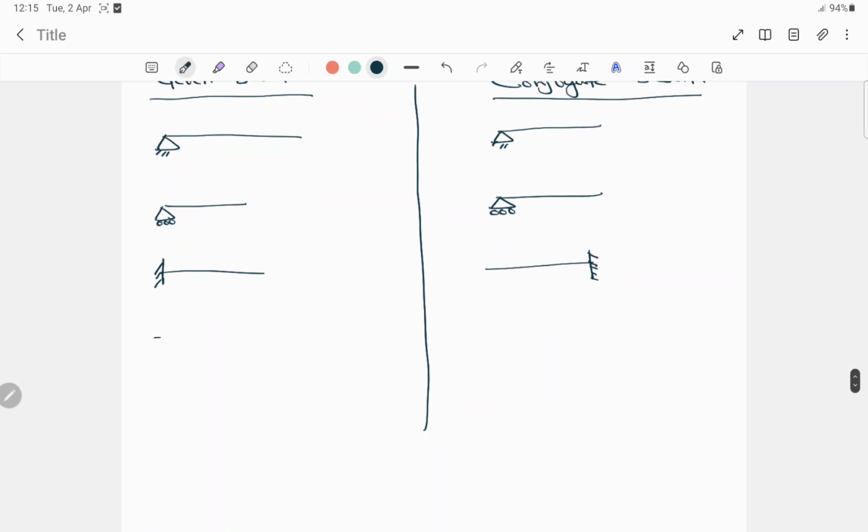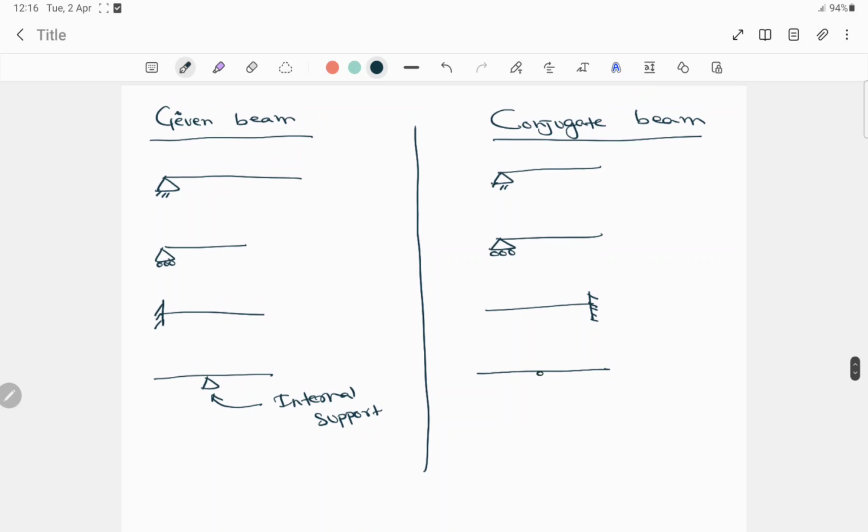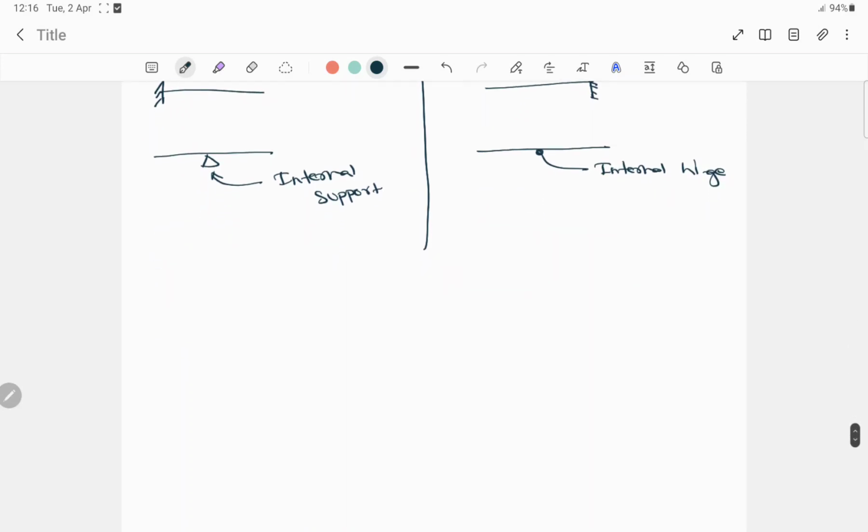Now suppose some internal supports, this is nothing but the internal support. So in the conjugate beam, this internal support will change to an internal hinge. Okay, and again, if some internal hinges are given in the normal beam, then in the conjugate beam, it will get changed into an internal support.